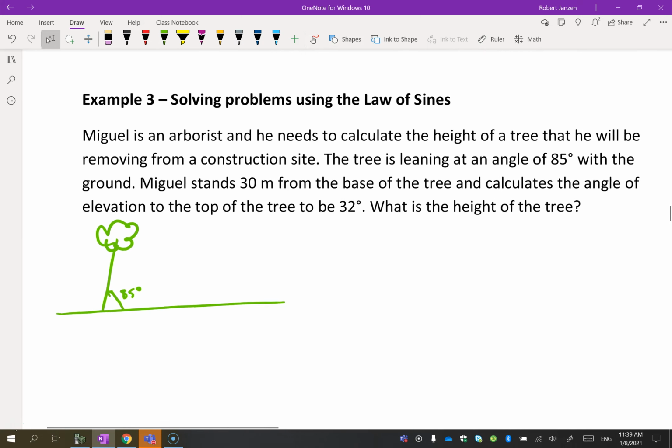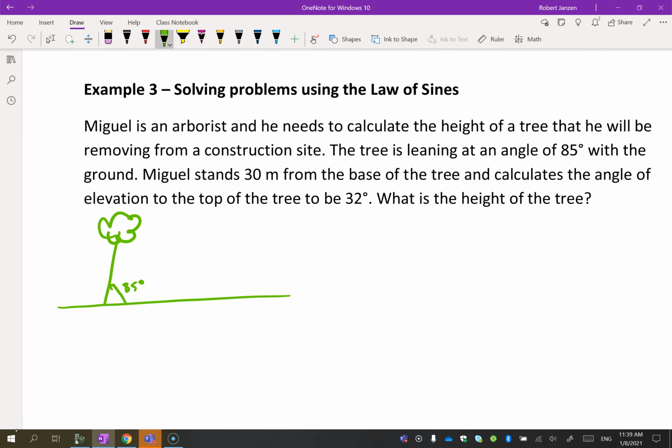Then it says Miguel stands 30 meters from the base of the tree, so he goes and stands over here. And this is 30 meters away. And calculates the angle of elevation to the top of the tree to be 32 degrees. Okay, angle of elevation, if you think back to grade 10, elevation means from the way I'm looking, it's up. So elevation is going to be to the top of the tree. This is 32 degrees. What is the height of the tree? In other words, what's the length of the tree? That's x.